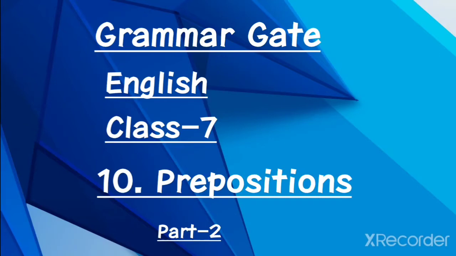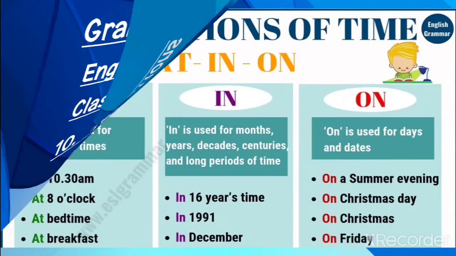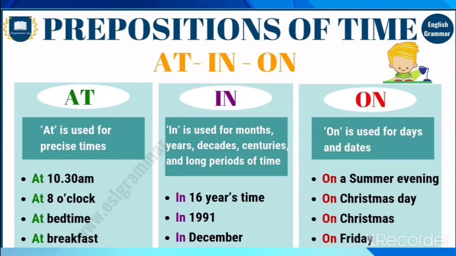In the previous video, we have seen the definition of prepositions, that prepositions show a noun or pronoun in relation to place, time, moment, position, manner, etc. Then we have seen simple prepositions: at, on, under, behind. After that, we have seen prepositions of time. So, first of all, we revise what prepositions of time are. Prepositions of time: at, in, on.